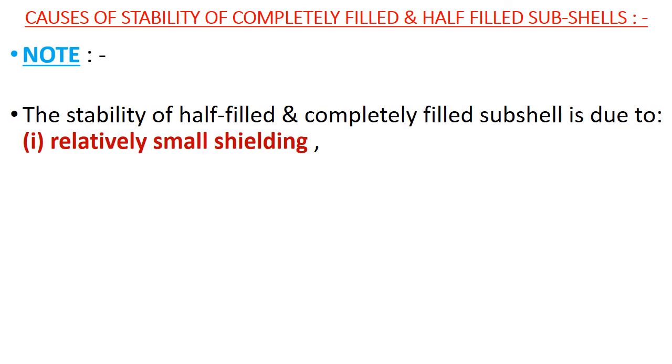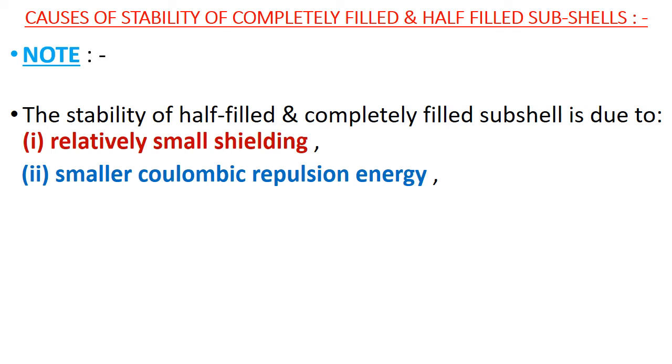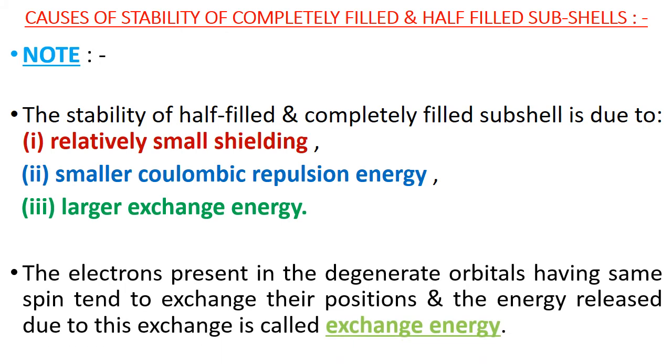Note, the stability of half-filled and completely filled subshells is due to relatively small shielding effect, smaller Coulombic repulsion energy, and larger exchange energy. The electrons present in the degenerate orbitals having the same spin tend to exchange their positions, and the energy released due to this exchange is called exchange energy.